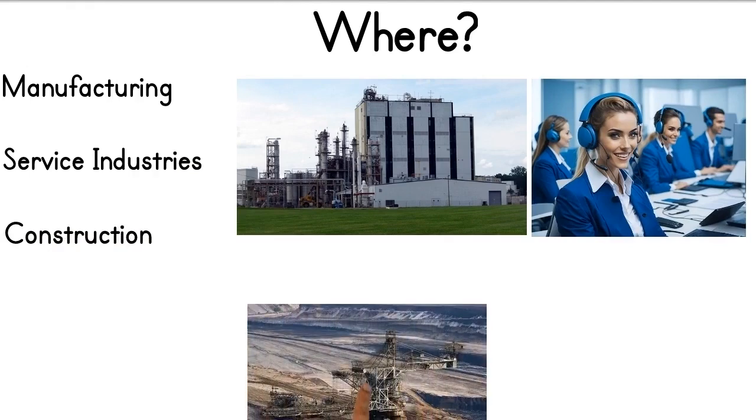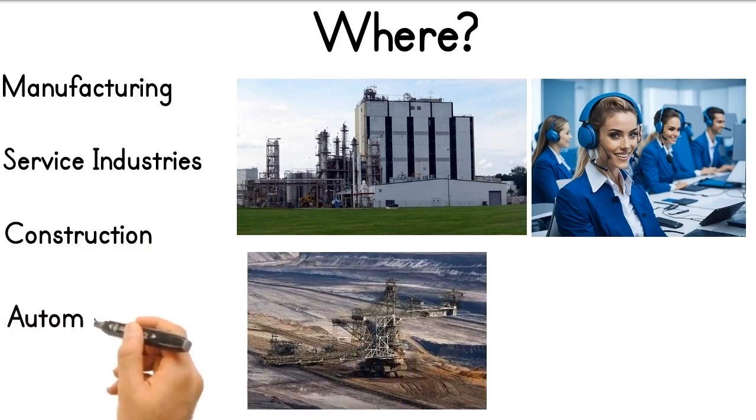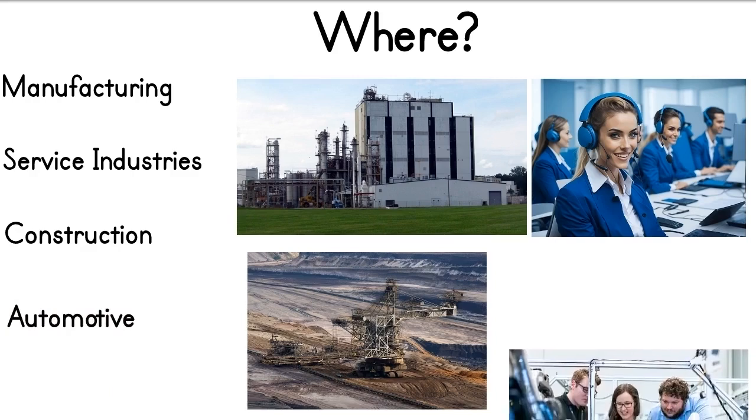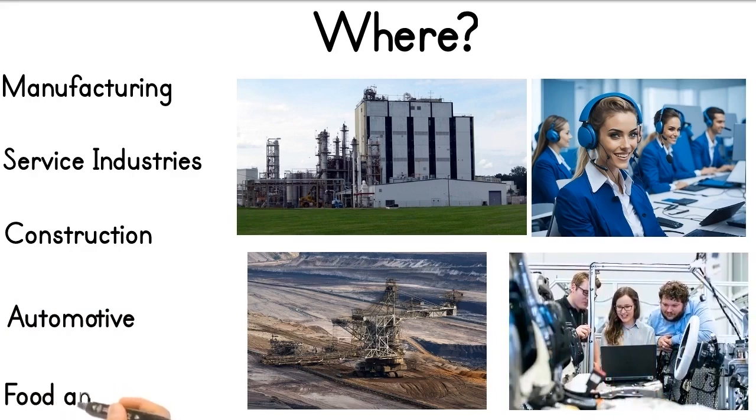Automotive. Automotive companies use process control to ensure the consistency of components, safety features, and assembly processes. Food and beverage. This industry relies on strict quality and process control to ensure that products meet safety and regulatory standards.